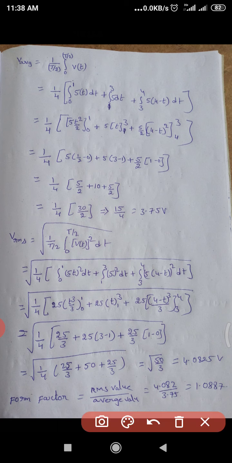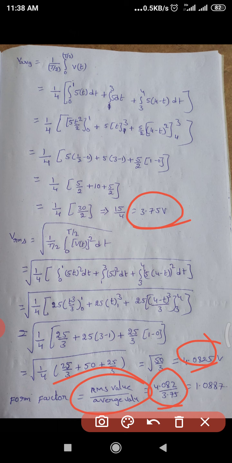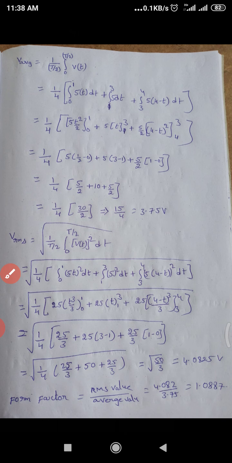Now we have to find out the form factor. The formula for form factor is equal to RMS value by average value. If you substitute the RMS value and average value that we found above, RMS value is equal to 4.082 and average value is equal to 3.75. Now we substitute these two values and simplify, we get form factor is equal to 1.0887. This is the form factor for the trapezoidal waveform.